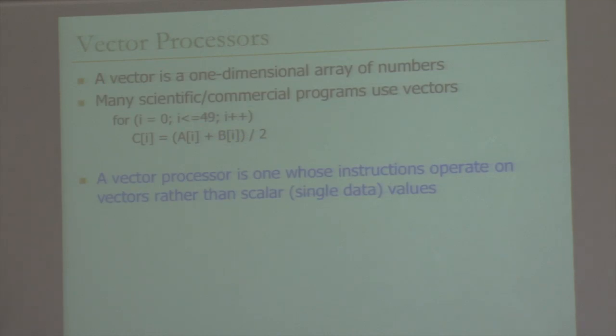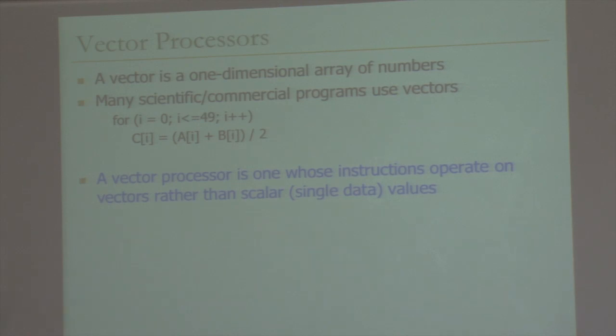OK. So what is a vector? I guess I've assumed that you know a vector, but it's really a one-dimensional array of numbers, right? Array of something, actually. They don't have to be numbers. But I'll assume that we have numbers in this case. And many scientific or commercial programs actually use vectors. Whenever you have this form of parallelism, SIMD processing is great.